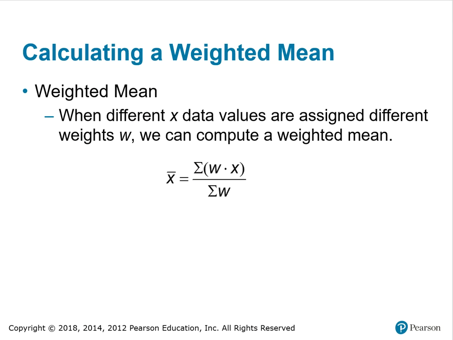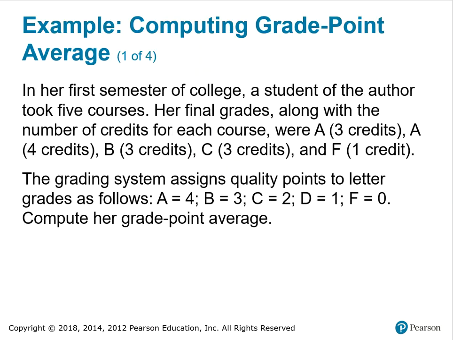Calculating a weighted mean. A weighted mean is very similar. If you look at the formula, x bar is equal to the summation, so the sum of the product of the weight times each one of the x values, divided by the sum of the weights. Let's look at an example.